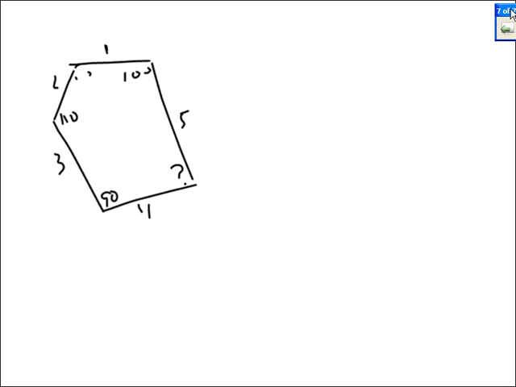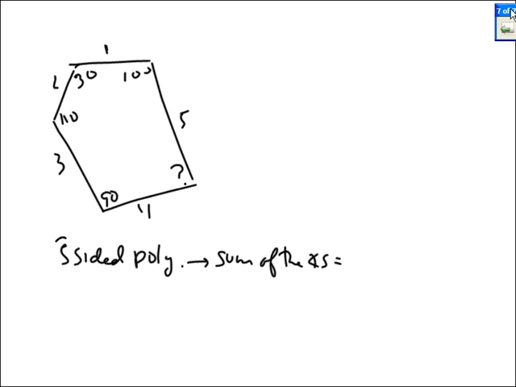is for the whole figure. Well, since it's a 5-sided polygon, that means the sum of the angles will be 2 less than 5, which is 3, times 180. It's going to add up to 540.